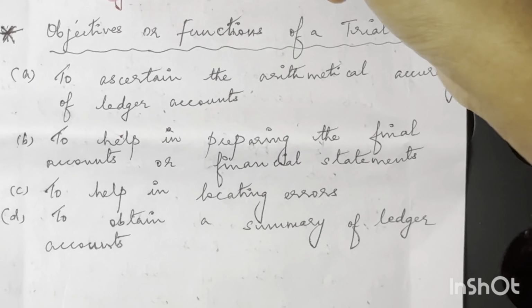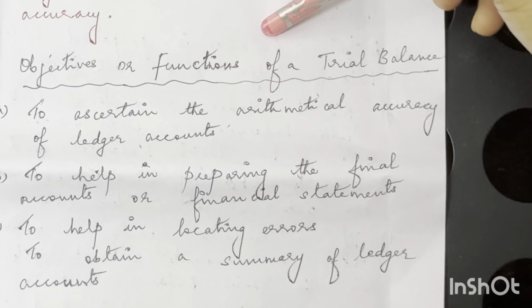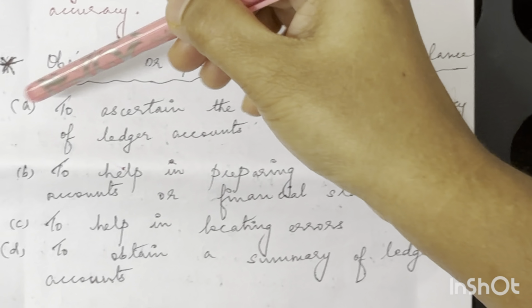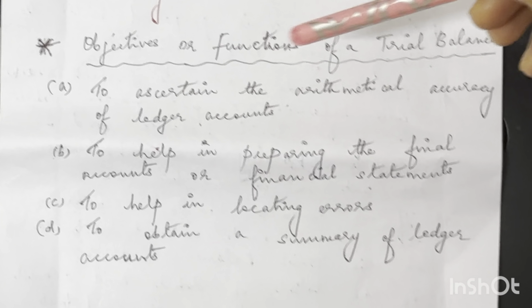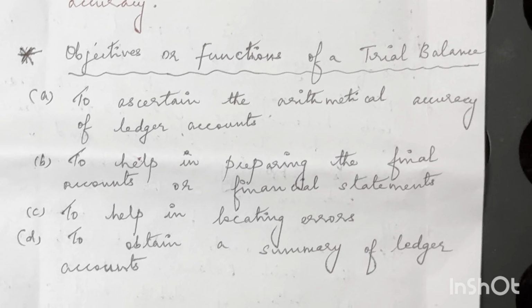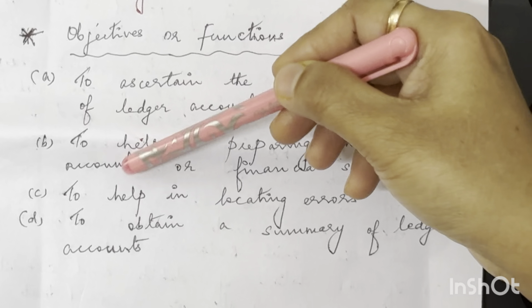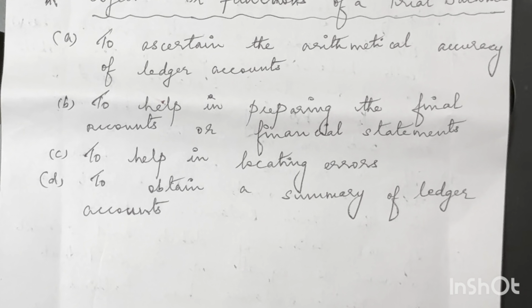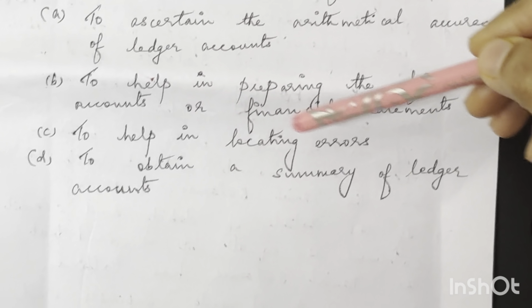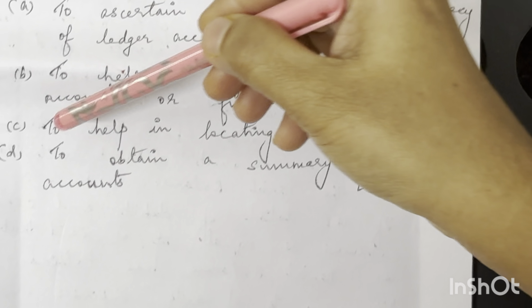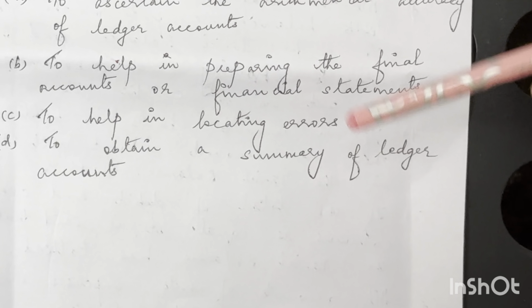Next, we are going to learn the objectives or functions of a trial balance. A. To ascertain the ledger accounts' arithmetical accuracy. B. To help in preparing the final accounts or financial statements. C. To help in finding the errors. D. To obtain a summary of ledger accounts.